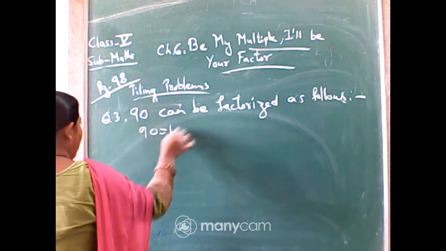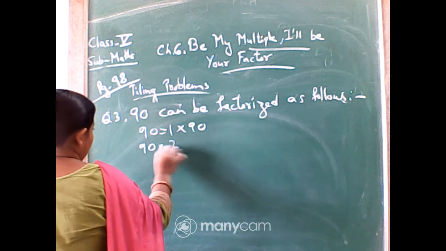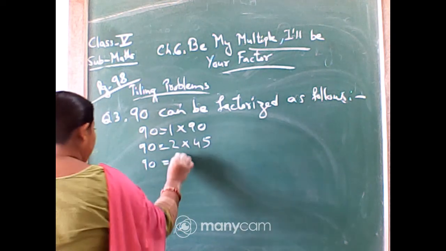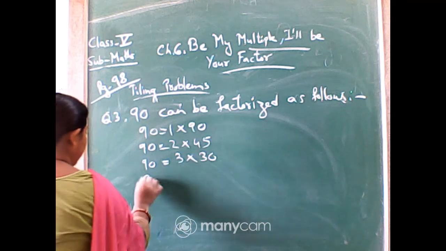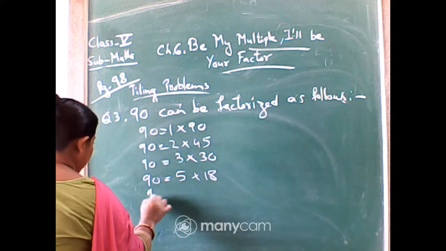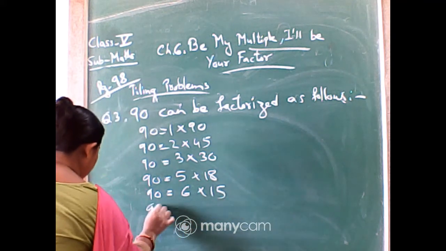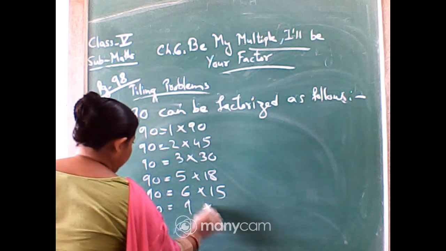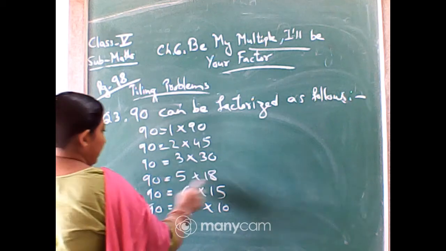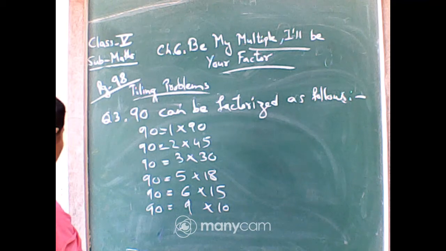See, just now I have told, 1 into 90, then 2 into 45, these are all the factors I am writing. 3 into 30, 5 into 18, 6 into 15, then 9 into 10. These are all the factors of 90.